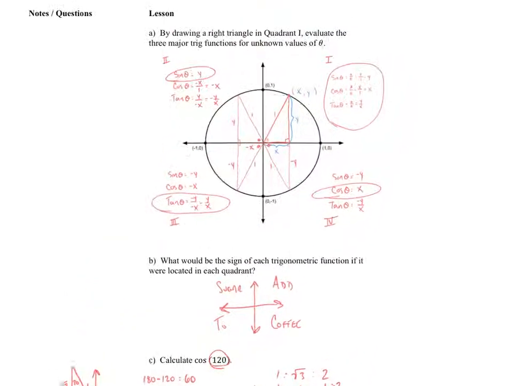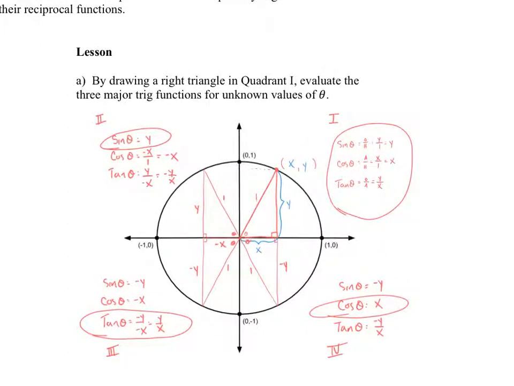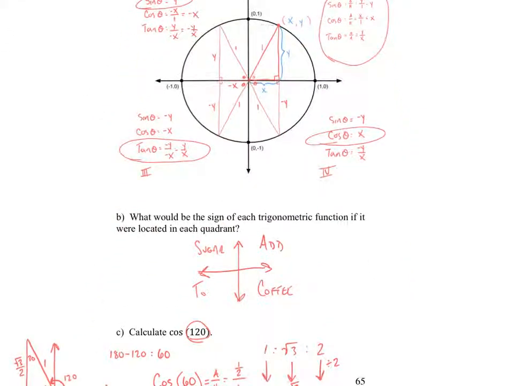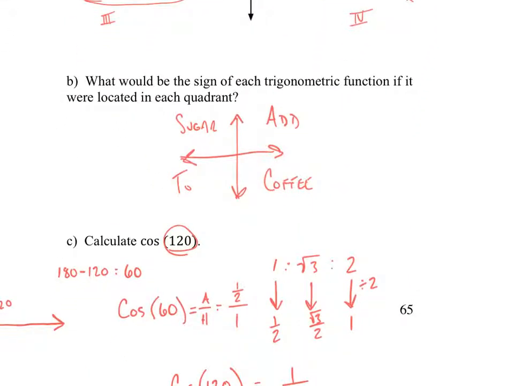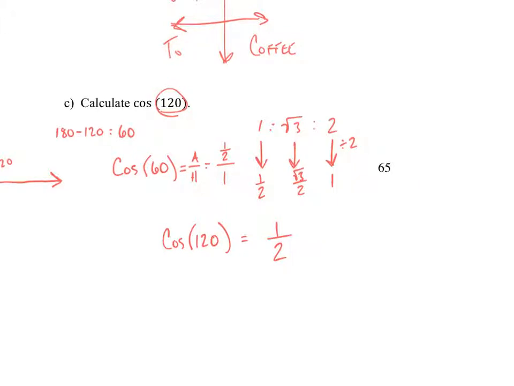If we go up here to what we just did, it looks like in quadrant 2, which is where our triangle is, cosine is negative. And we remember that too from our acronym, add sugar to coffee. Sine is the only function that's positive in quadrant 2. So, because sine would be the only positive function in that quadrant, this must be negative. So cosine of 120 is negative 1/2.